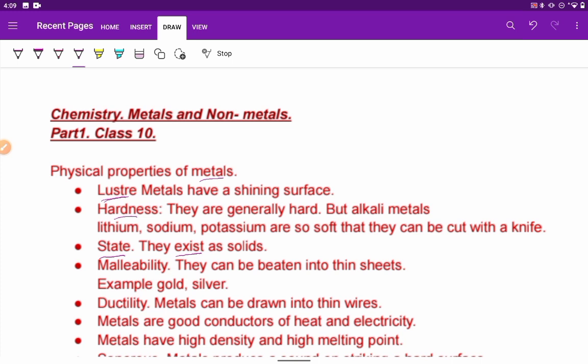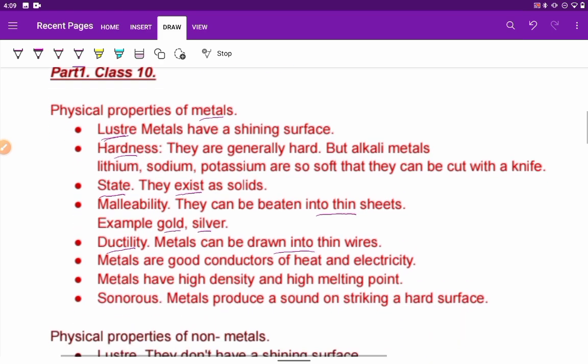Malleability, they can be beaten into thin sheets, as in case of gold and silver. Next is ductility. Metals can be drawn into thin wires. Metals like gold and silver can be made into thin wires, which we also see in the case of jewelry when they are made into jewelry.